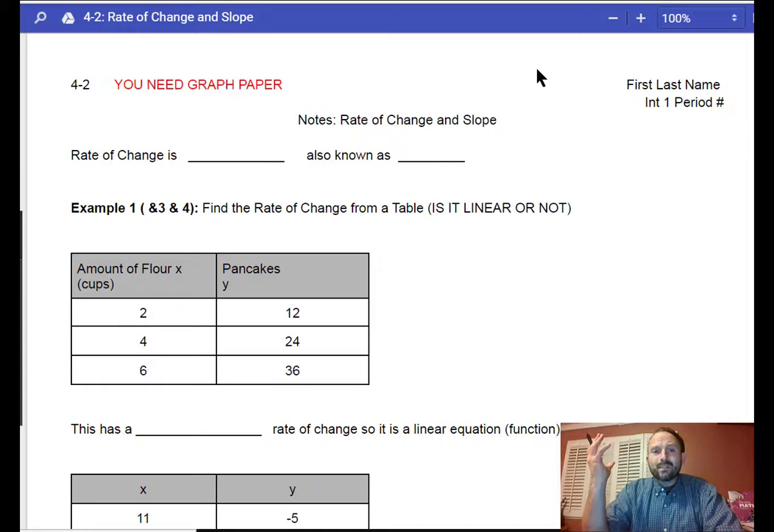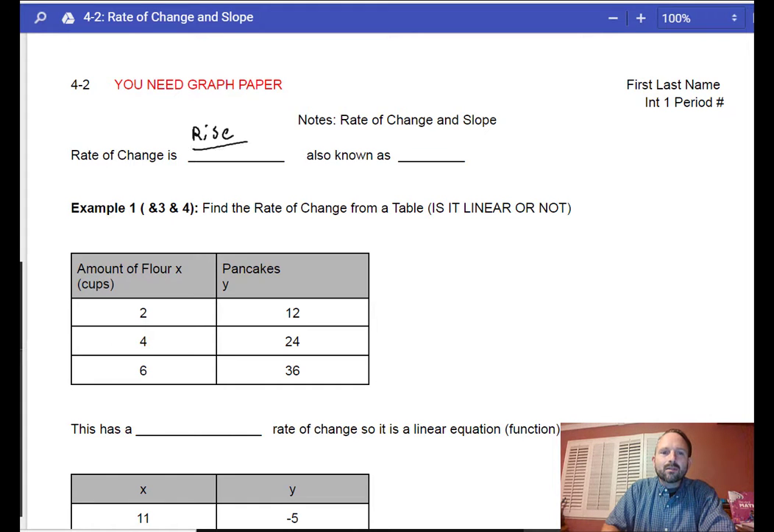Today we're going to do Integrated 1, 4-2, Rate of Change. Rate of change is going to be rise over run, also known as slope. So let's write that in. Slope. Basically, we can figure out the slope from the change in y over the change in x. How do we do that?